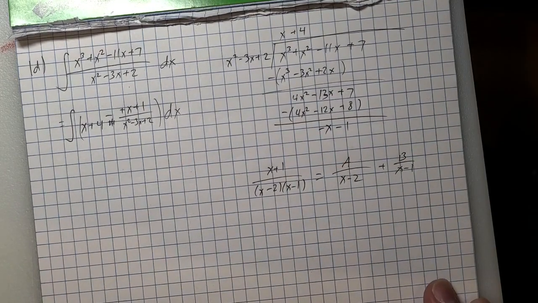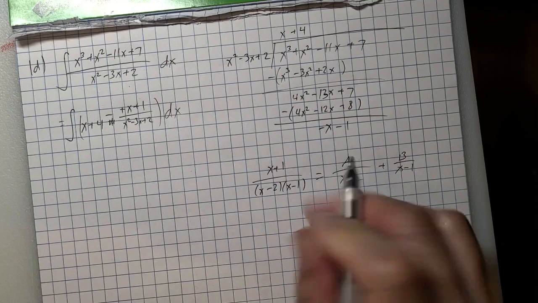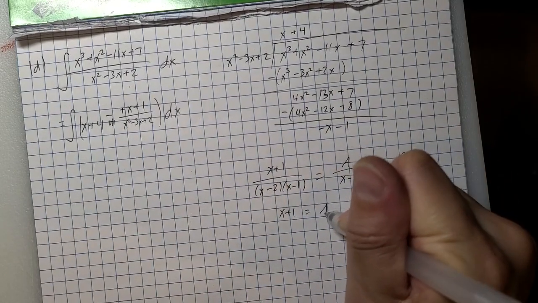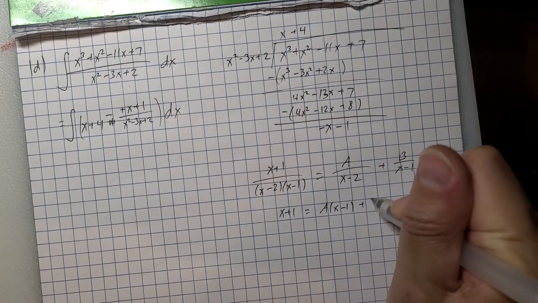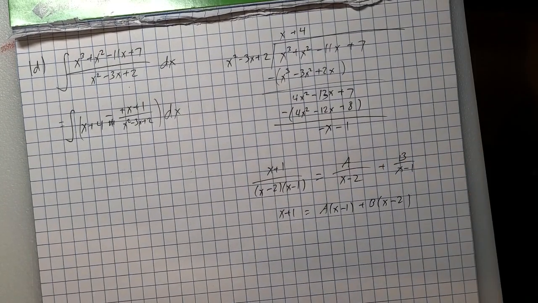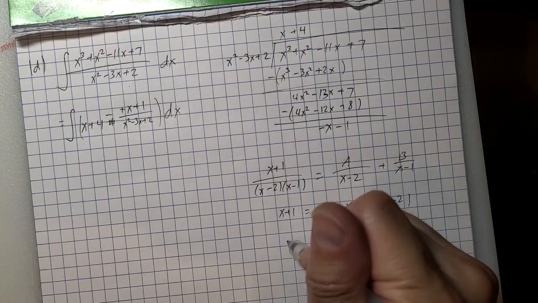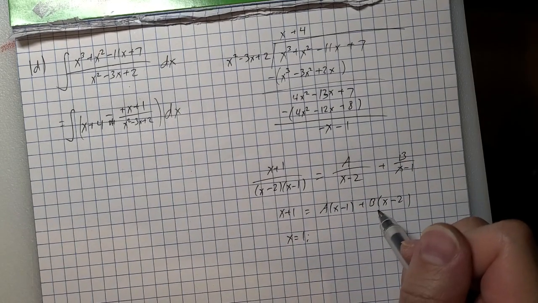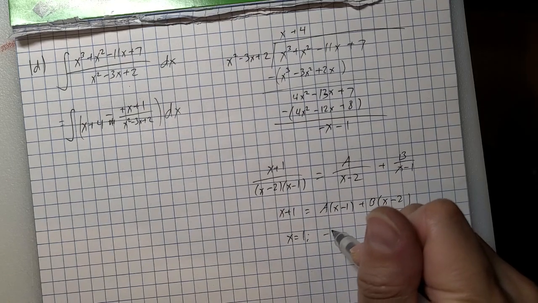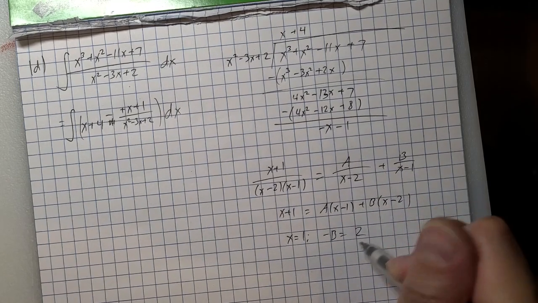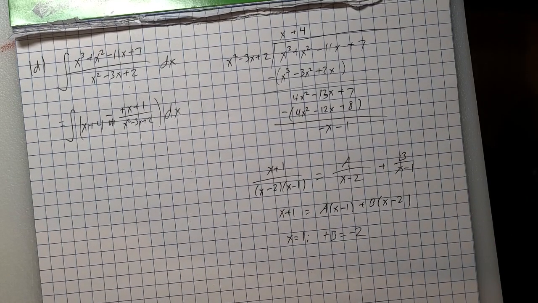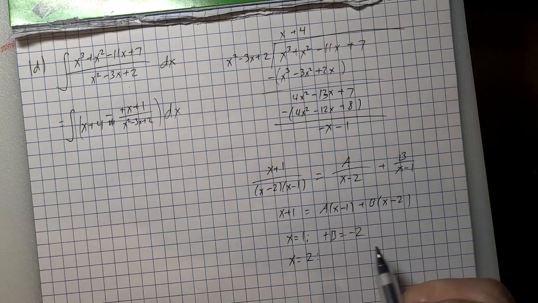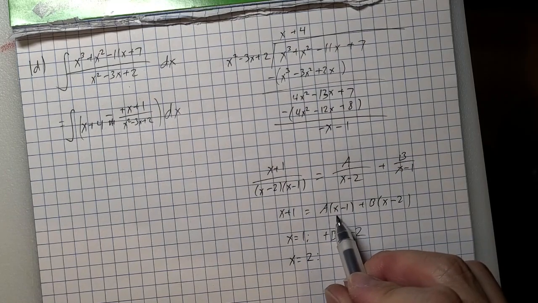Okay, so we multiply both sides of this equation here by the denominator. We get x plus 1 is equal to a times x minus 1 plus b times x minus 2. The quick way to solve this, we plug in x as 1, then this term would go away. We get minus b is 2, or we get b is minus 2. Okay? Then we plug in x is 2. This term would go away. We get a is equal to 3.